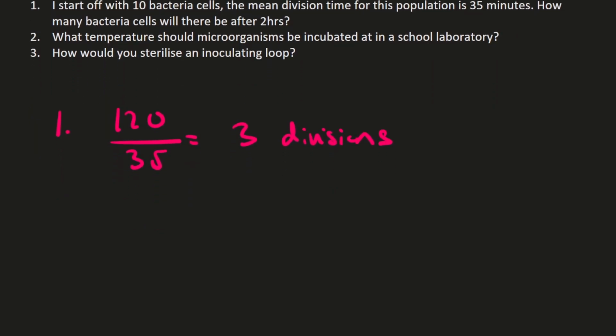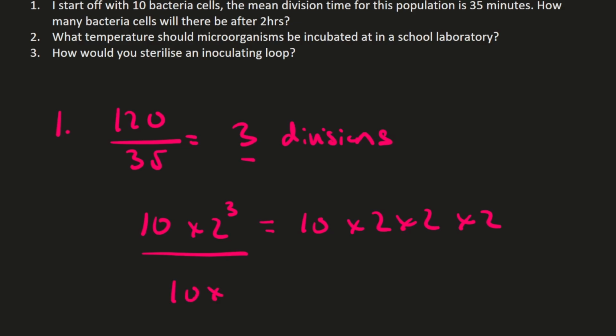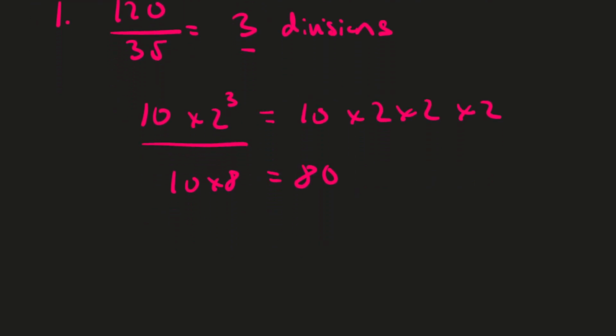So if you get 3 divisions and we start off with 10 bacterial cells, then we know that every time binary fission occurs, the number of bacterial cells will double. So if you start off with 10, this is going to double, and it's going to happen 3 times. In other words, 10 times 2 for the first division, times 2 again for the next division, and times 2 again for the third division, which is the same as saying 10 times 2 cubed. 2 cubed is equal to 8. And so 10 times 8 will give you 80 bacterial cells. Hopefully everyone got that one correct.